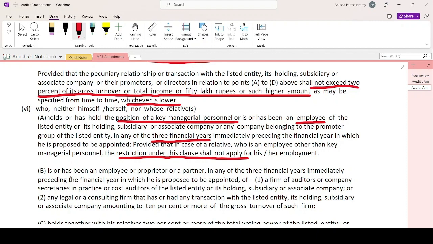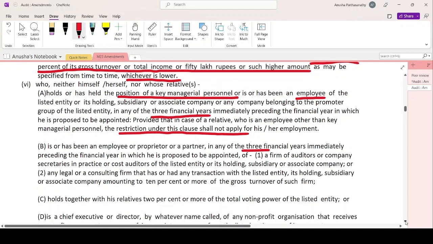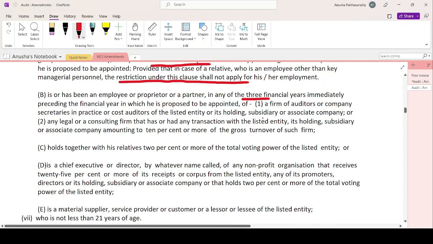Now, who is or has been an employee, proprietor or partner in any of the 3 financial years immediately preceding the financial year in which he is proposed to be appointed, in a firm of auditors, company secretaries in practice, or cost auditors of the listed entity, that is a CA or CS firm. Then any legal or consultancy firm that has or had any transaction with the listed entity, its holding, subsidiary or associate company amounting to 10% or more of the gross turnover of such firm. It's not about the listed entity's turnover, it is about the turnover or total income of the particular legal firm or consulting firm, 10% or more. That means this listed entity is very important to that firm, right?